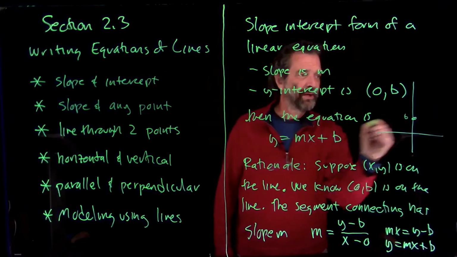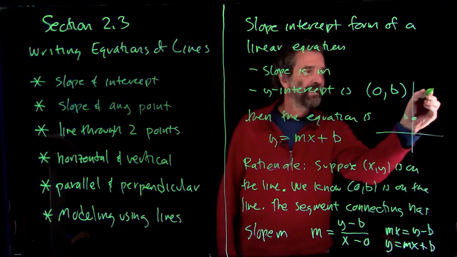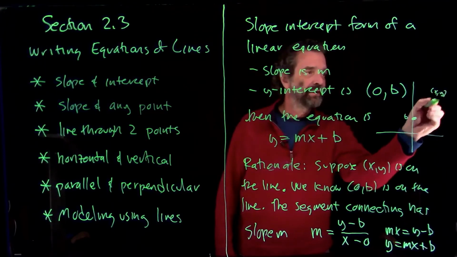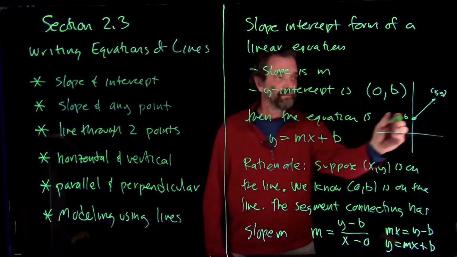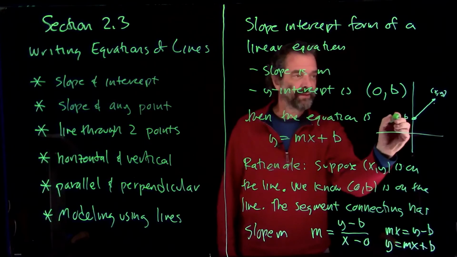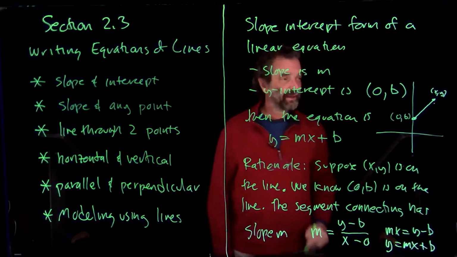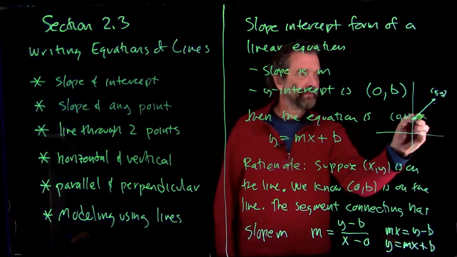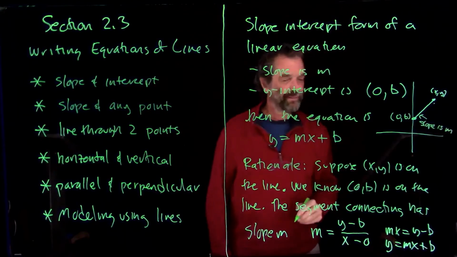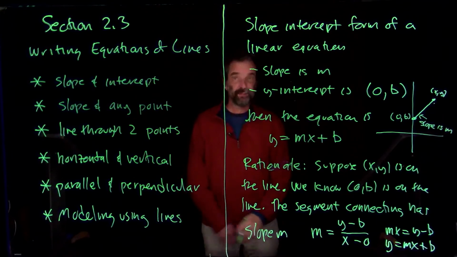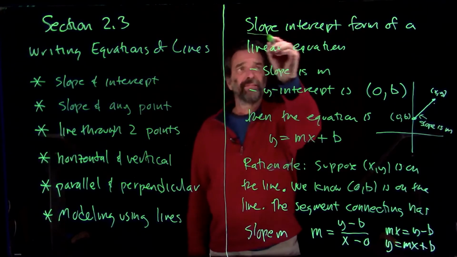Here's b on the y-axis. Here's a point (x, y) on the line. There's that segment between the point and the y-intercept, which we should probably call (0, b), like that. And this slope here. Making that slope m forces y to be equal to mx plus b. So that's the slope-intercept form.